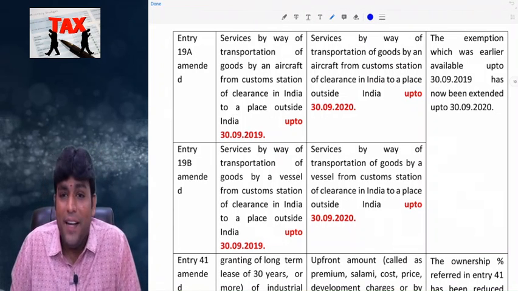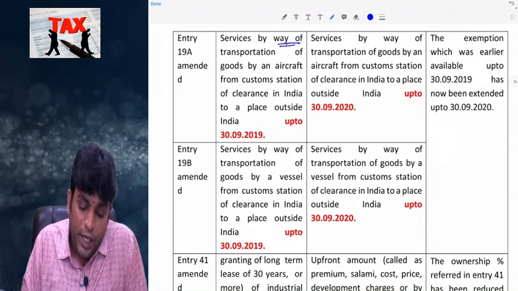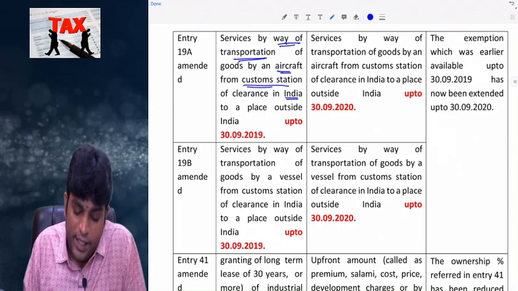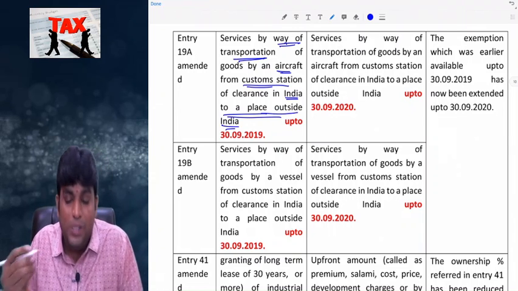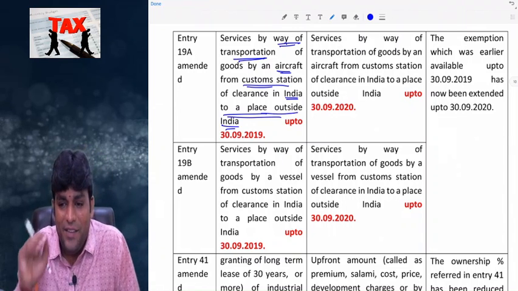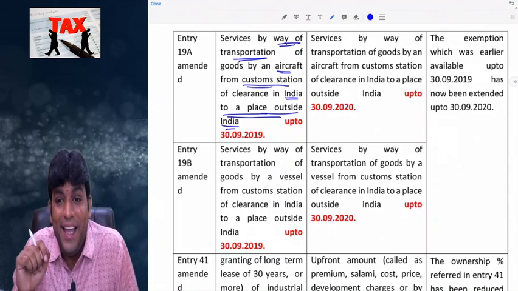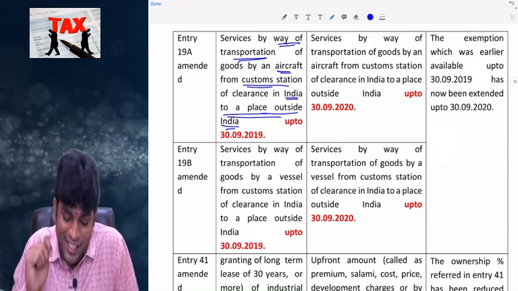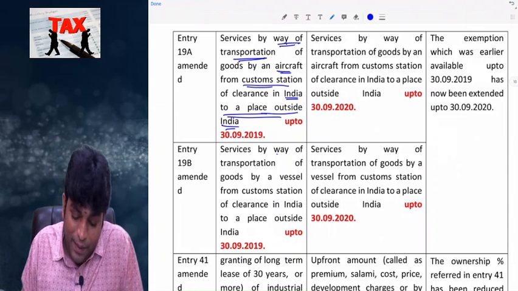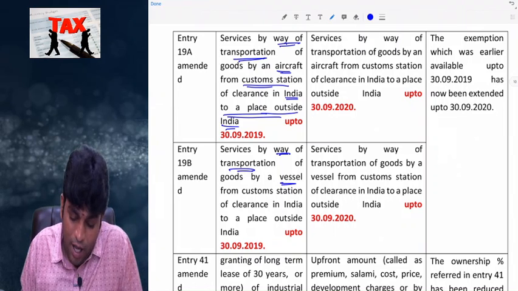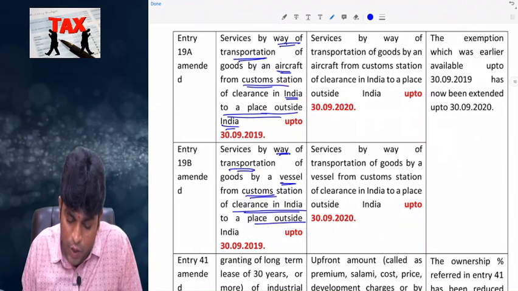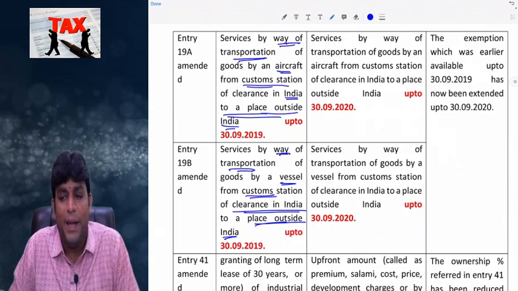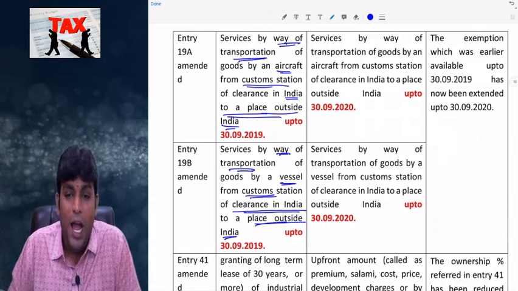Next point. Services by way of transportation of goods by an aircraft from custom station of clearance in India up to a place outside India. What is that service, sir? Service is basically transportation of goods by what? By an aircraft from custom station of clearance in India to a place outside India. Next line also I'll read. Services by way of transportation of goods by a vessel from custom station of clearance in India to a place outside India. So basically, service is given for transportation of goods by aircraft or vessel from India to outside India.